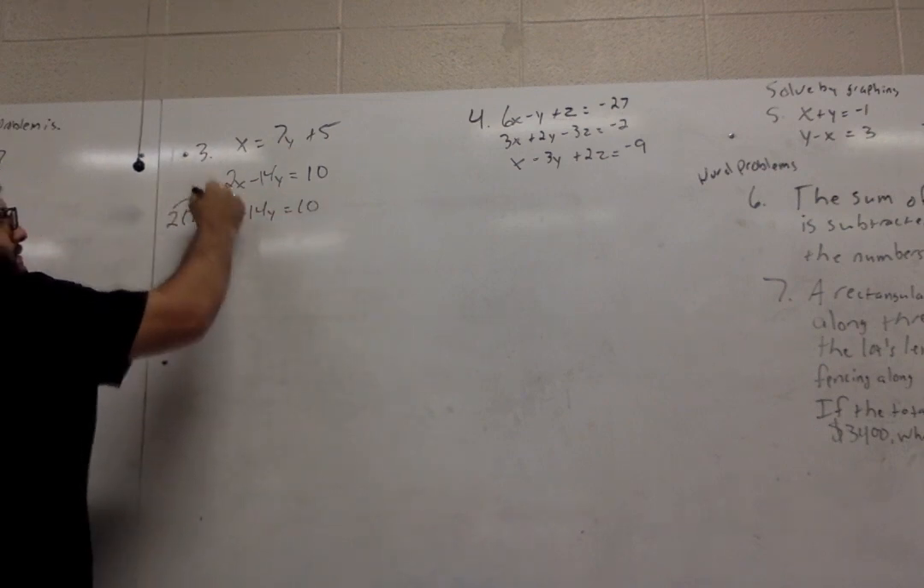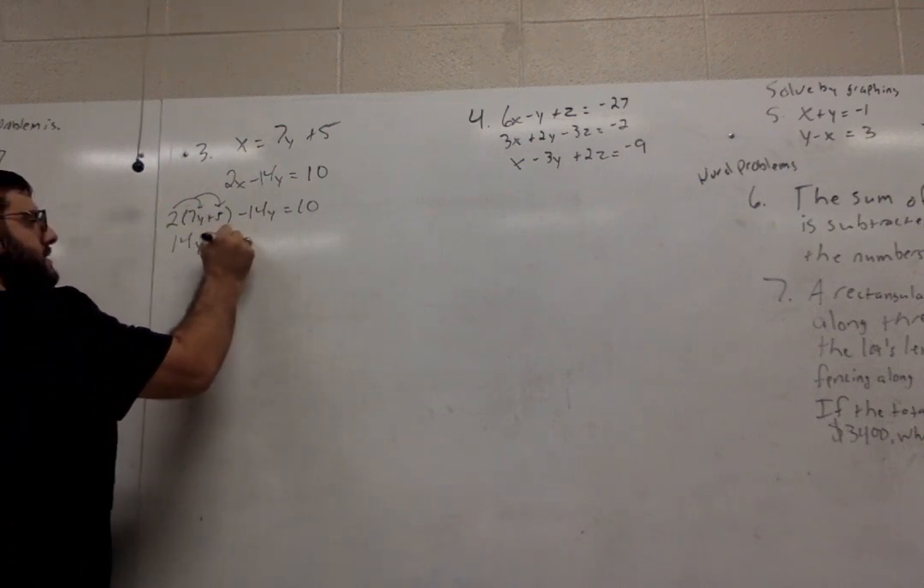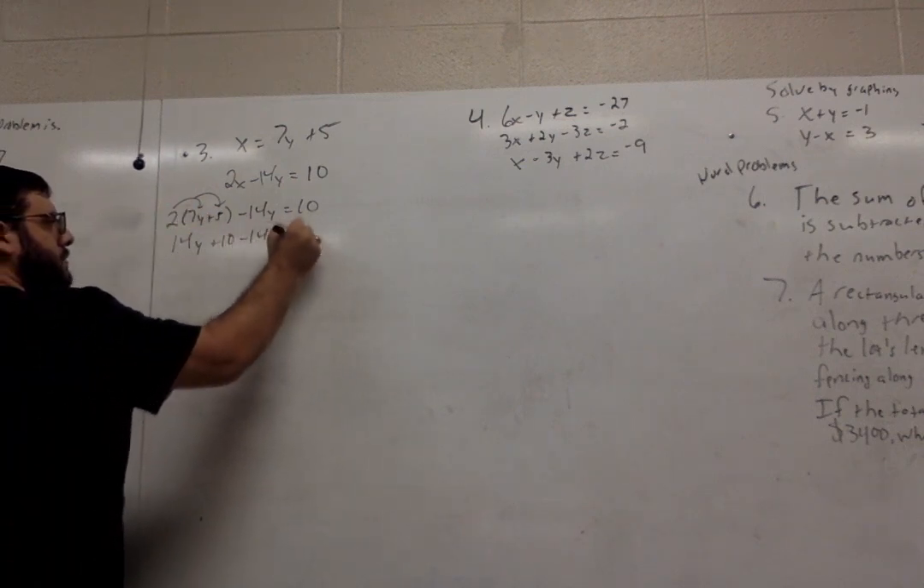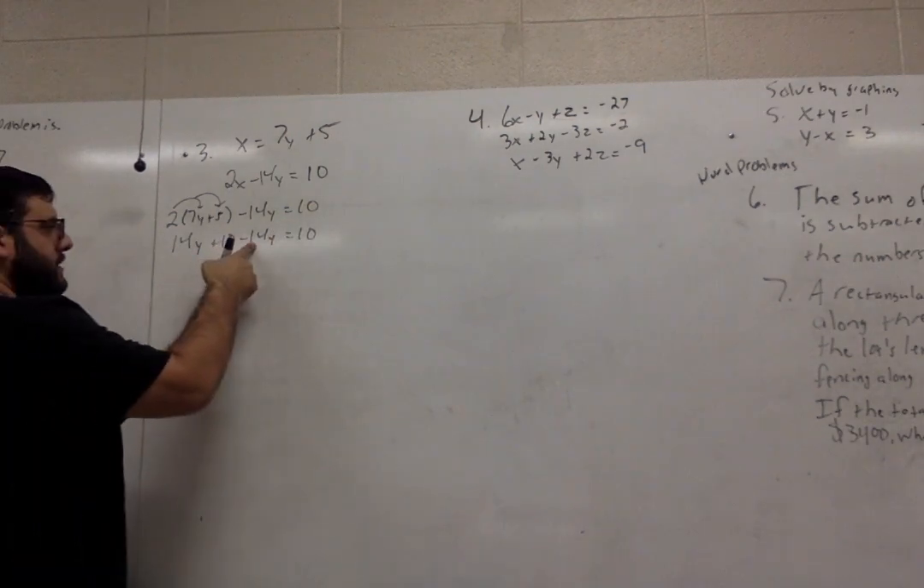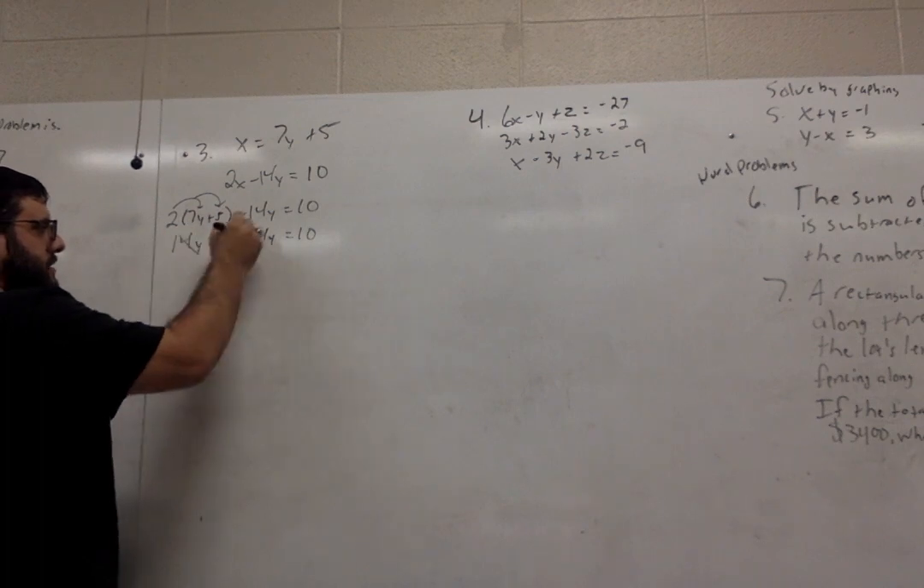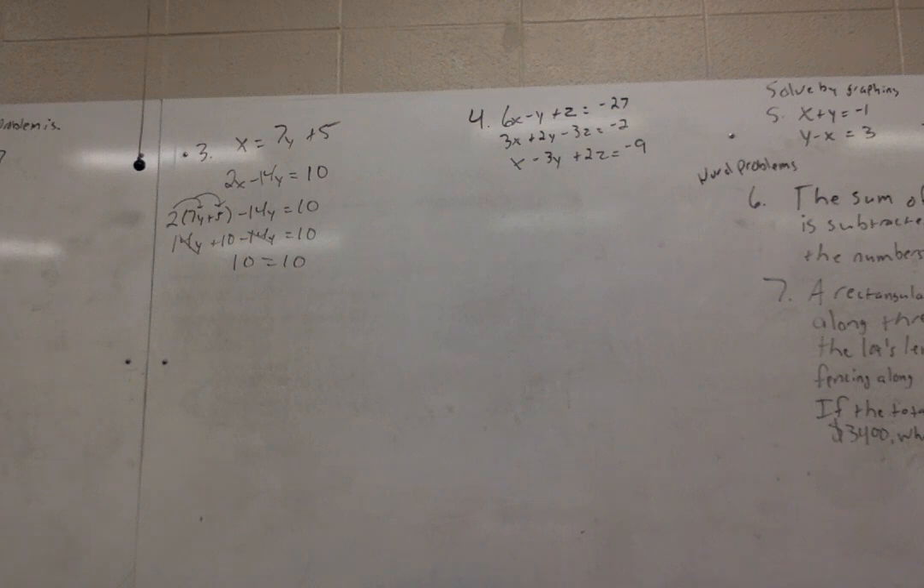So I'm going to distribute. 14y plus 10 minus 14y equals 10. Combine like terms. 14 minus 14, that's 0. So these actually just cancel each other out. And I'm left with this. Is 10 equal to 10? Yes. So what kind of solution do you think I'm going to have?